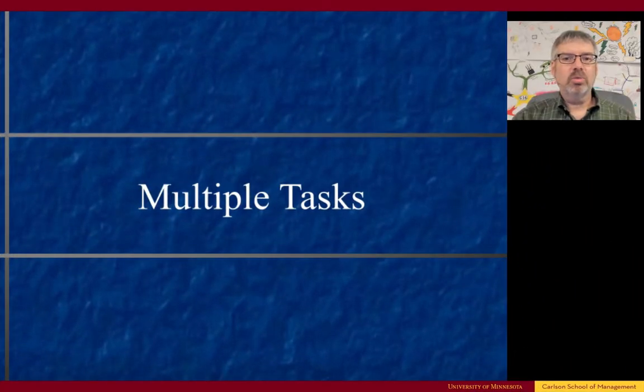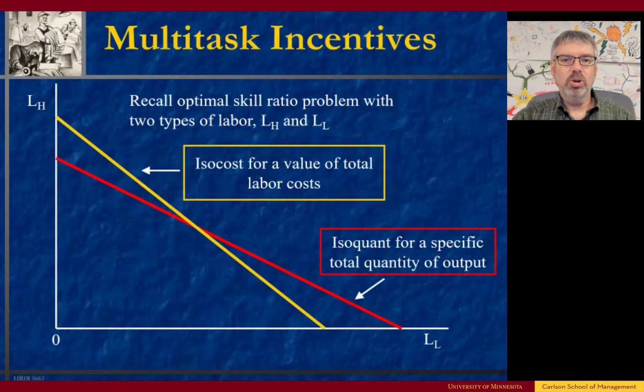The third concern with incentives is when there are multiple tasks. So far we've just been talking about providing incentive for a worker to do one thing. But of course, many jobs involve more than just one thing. And so what happens if we think about incentives in a context where we want workers to do multiple things? Well, instead of there being just one task, let's think about trying to provide an incentive for a worker to do two different types of things.